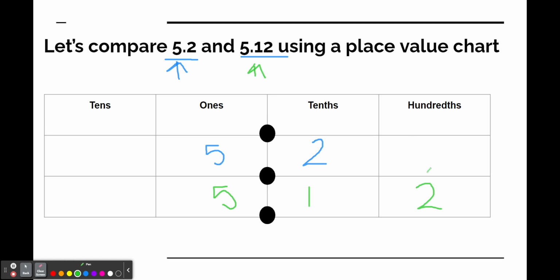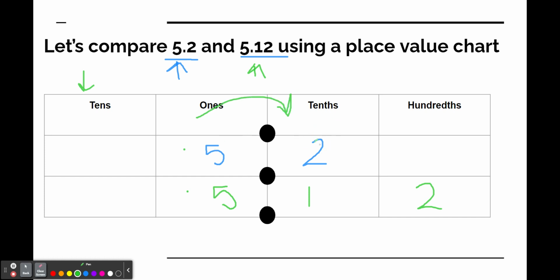So when I'm using a place value chart and I am comparing numbers, I'm going to start with the biggest place value and go down to the smallest place value to figure out which number is larger. So let's look at tens. Well, I don't have any tens for either of my numbers, so that doesn't help me. So let's go to the ones. I have 5 ones and 5 ones. Those are equal, so that doesn't really help me either. So let's go to our tenths and see if that helps us.